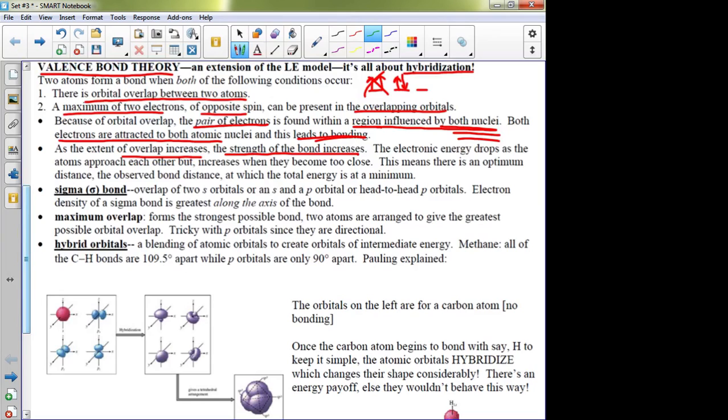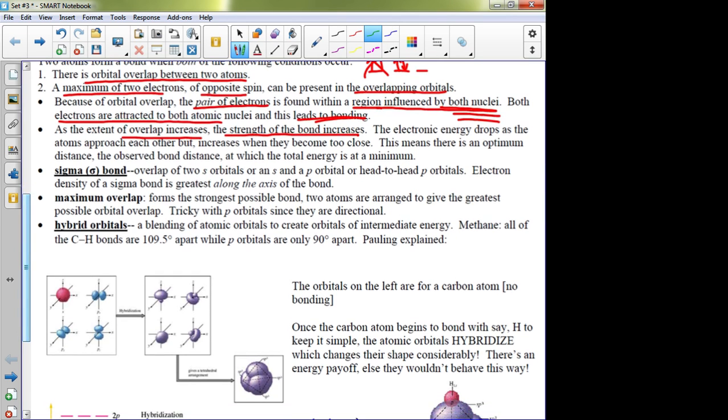Remember that graph we did with the hydrogen, where we said if we're too far away, we're not attracted, and if we're too close, we repel? So we want to be that minimum distance apart without repelling, to make the bond. Then we talked about two different bonds, and the first one we're going to talk about is the sigma bond.